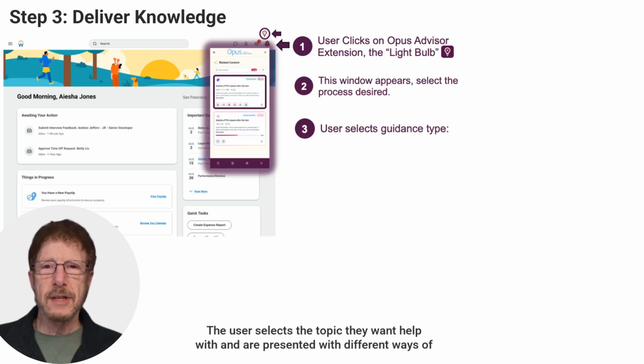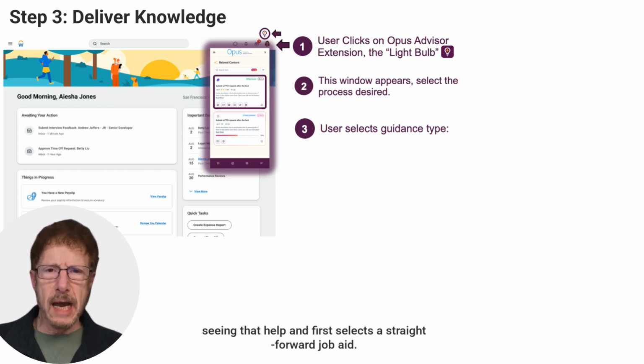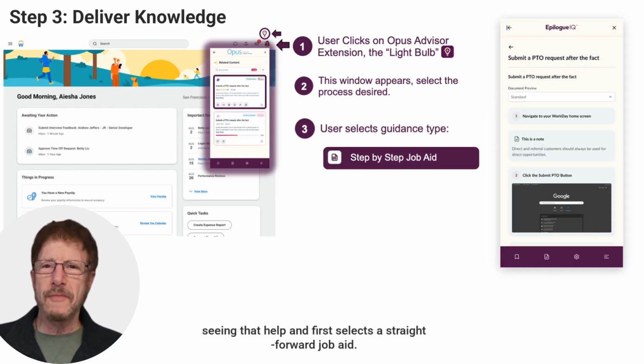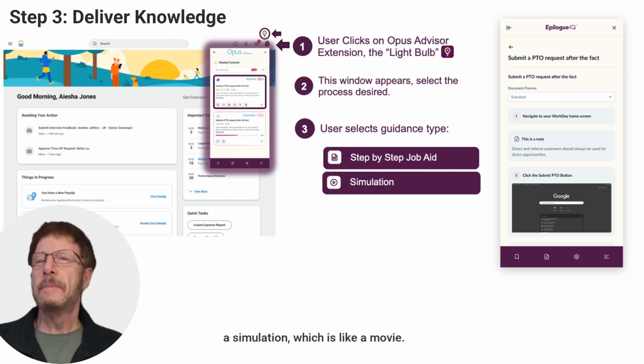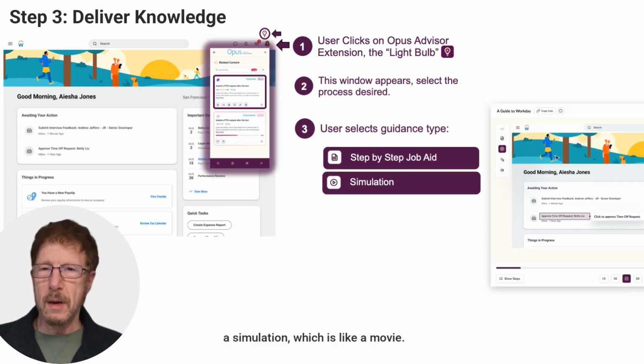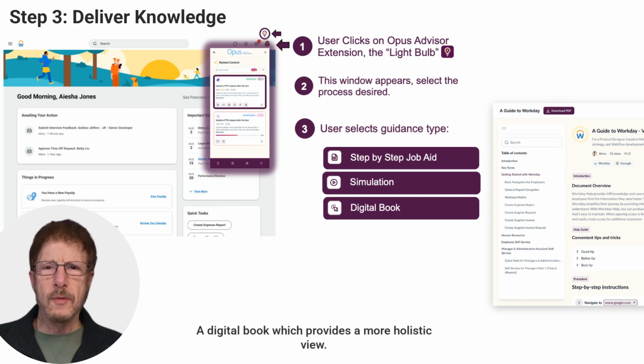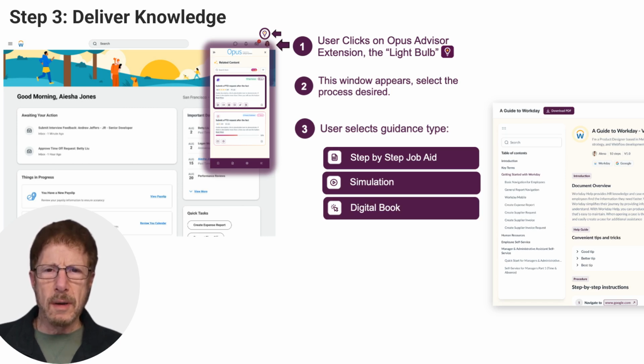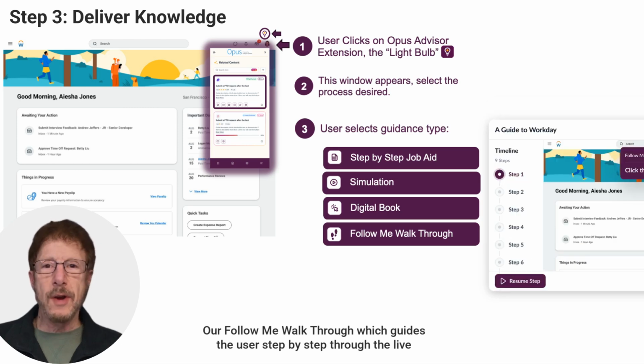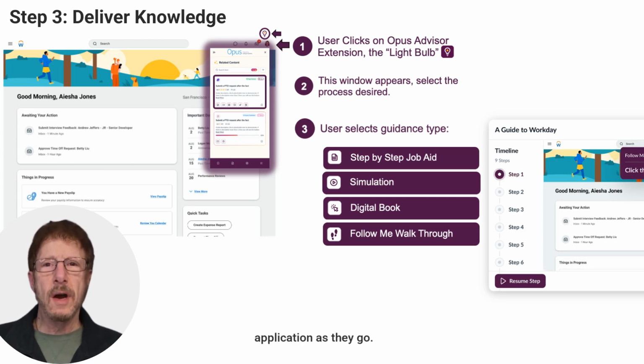The user selects the topic they want help with and is presented with different ways of seeing that help, and first selects a straightforward job aid. A simulation, which is like a movie. A digital book, which provides a more holistic view. Our Follow Me walkthrough, which guides the user step by step through the live application, telling them what to do and allowing them to interact with the live application as they go.